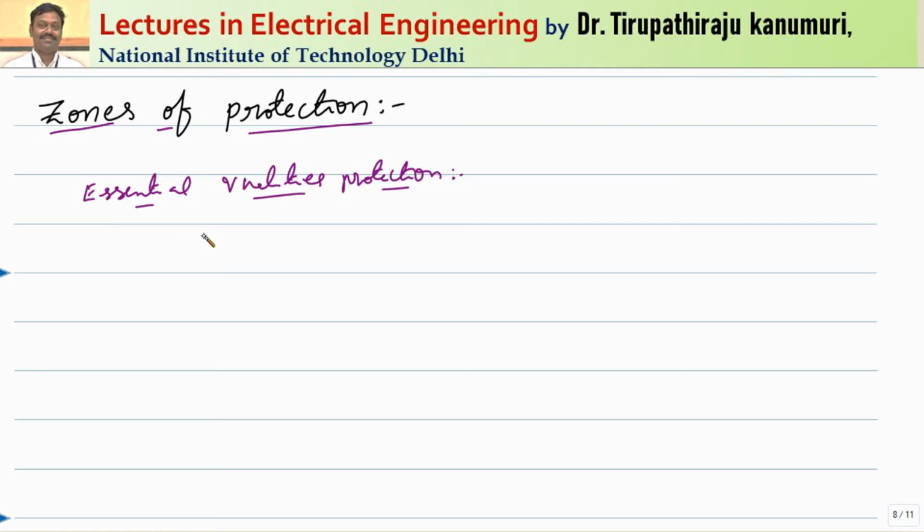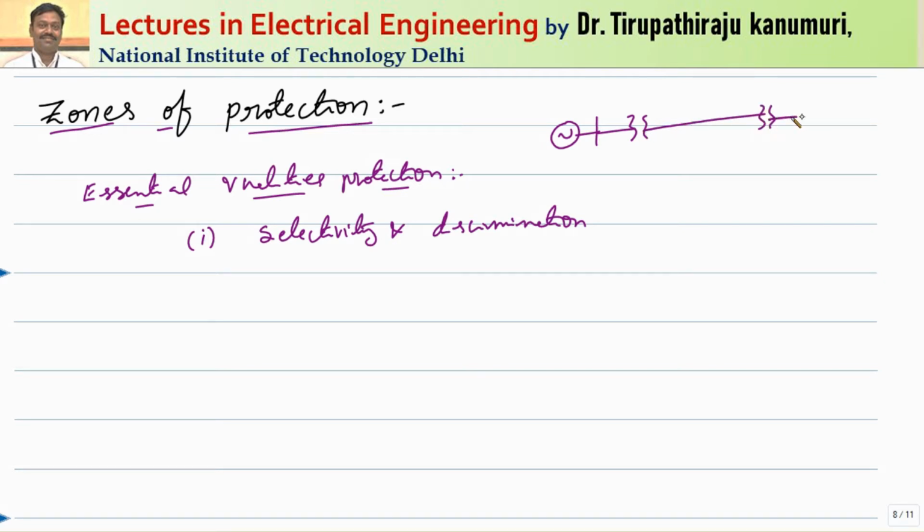So, essential qualities of protection: the first one is it should have selectivity and discrimination. So what is the meaning of selectivity and discrimination? Selectivity means, let us assume you take a particular power system, and a fault has happened at some part of the power system. Let us take for example a generator. From the generator there will be some transformer, then some transmission line, again a transformer, and here some load is there. So let us assume the fault has happened at this point.